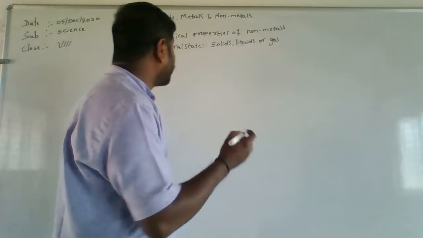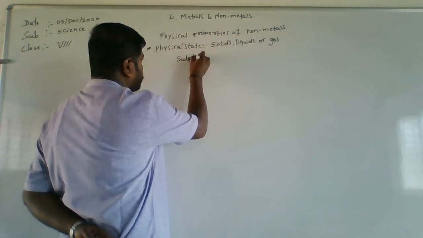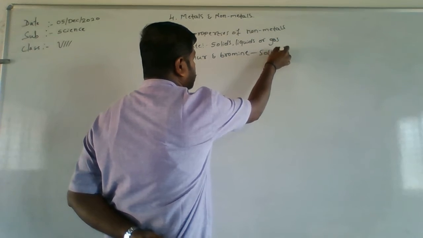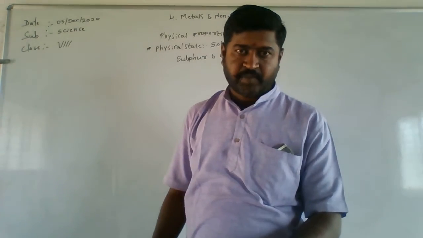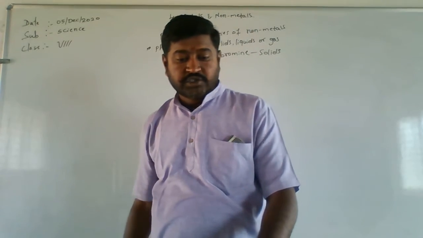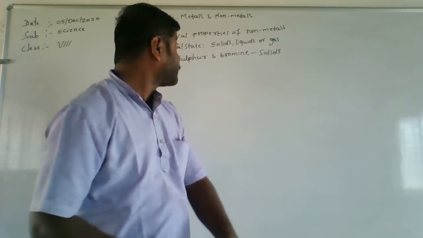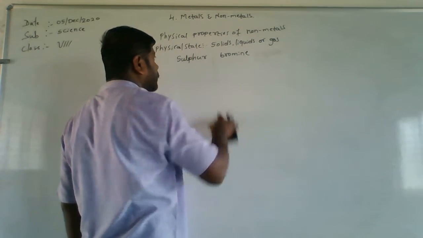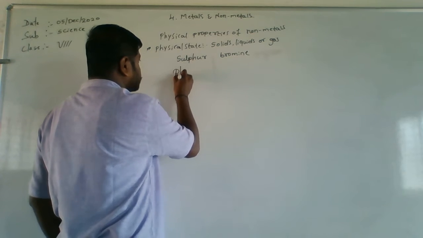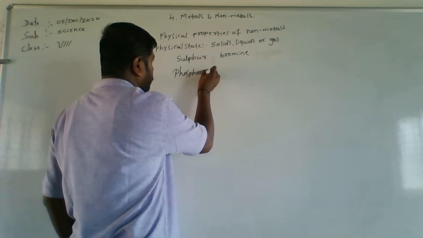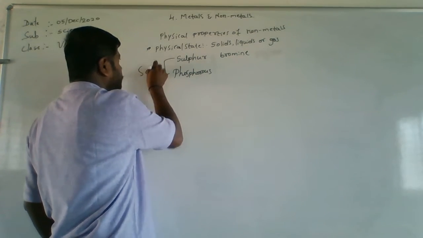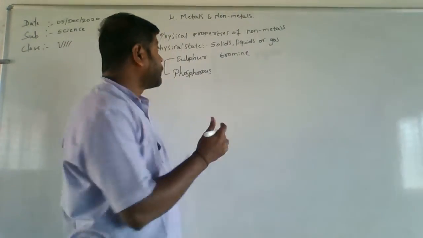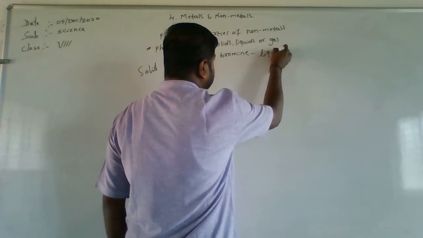For example, sulfur and bromine. Sulfur and phosphorus are available in solid state, whereas bromine is in liquid state.